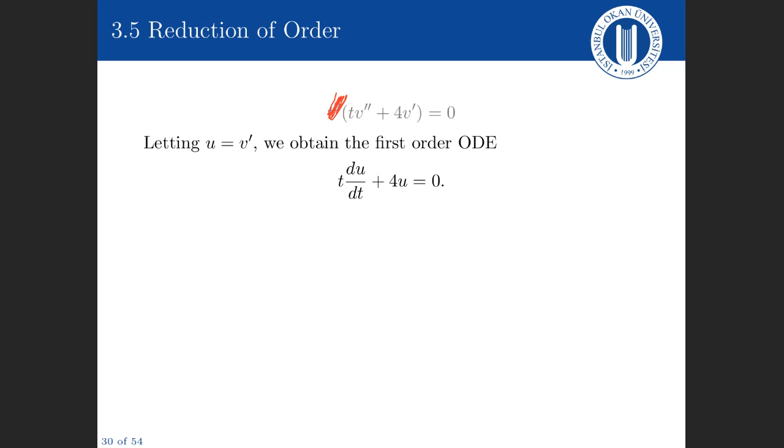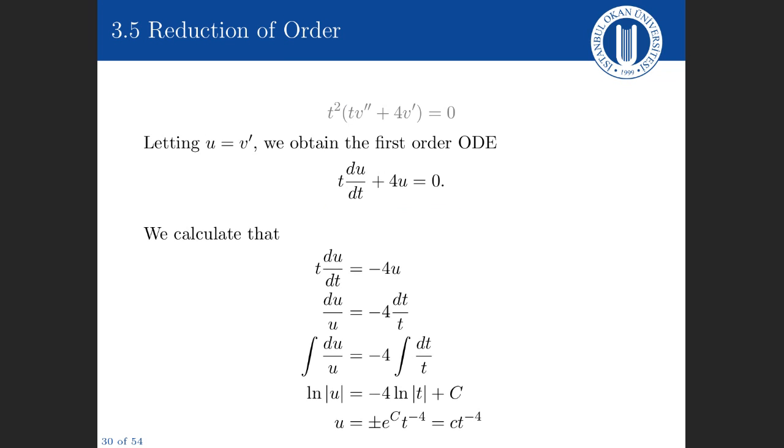t is going to be a positive number, so we can forget about the t squared. Substitute u is equal to v prime, and we have the first order equation, t du/dt plus 4u is 0. We can solve this as a separable differential equation. Again, I'll leave this for you to check. I think we get c t to the power of minus 4. Leave the small c in for the time being. We'll choose it later.